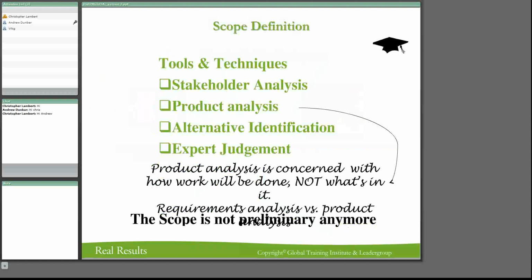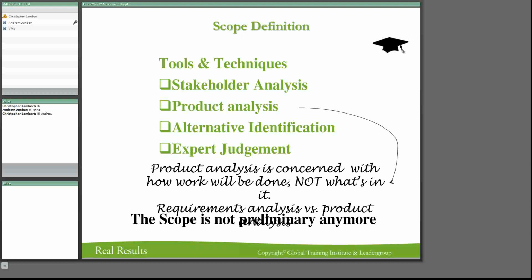Let's have a look at scope definition, some of the tools and techniques. Let's look at some of these ones. The stakeholder analysis. All right. The stakeholder analysis, there's some good forms on that one. So I'd like you to actually have a look at that, some of the discussion. Unfortunately, I can't do it tonight, but maybe sometime we'll actually have a webinar just on stakeholder analysis, and some other ones that we might find quite useful, some other tools.